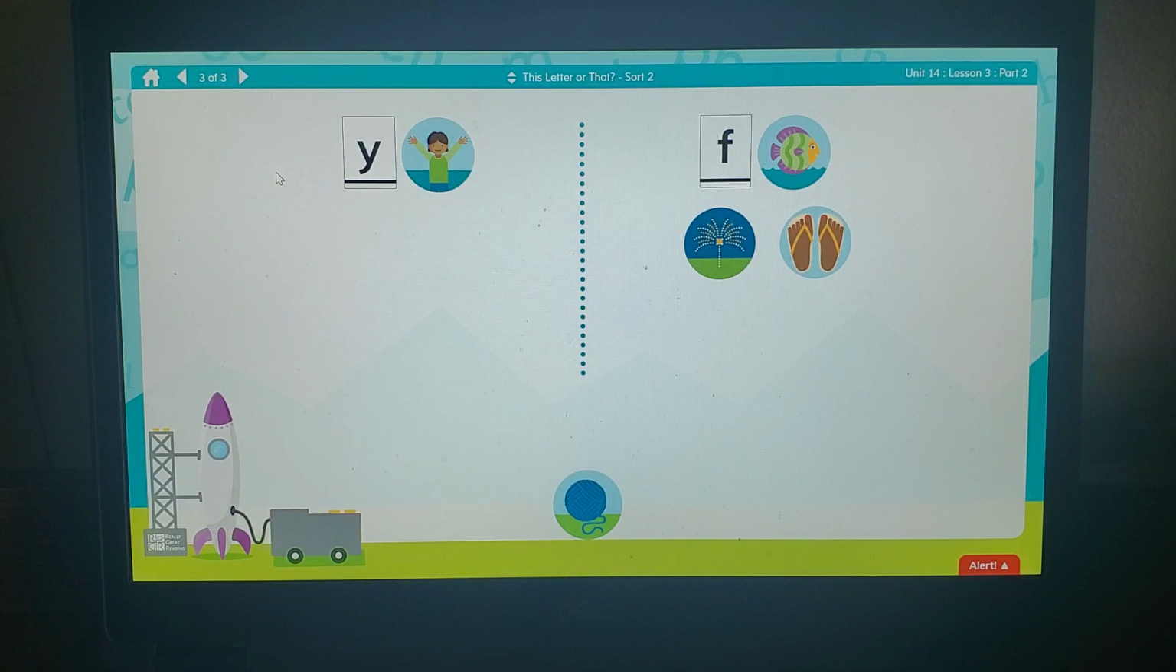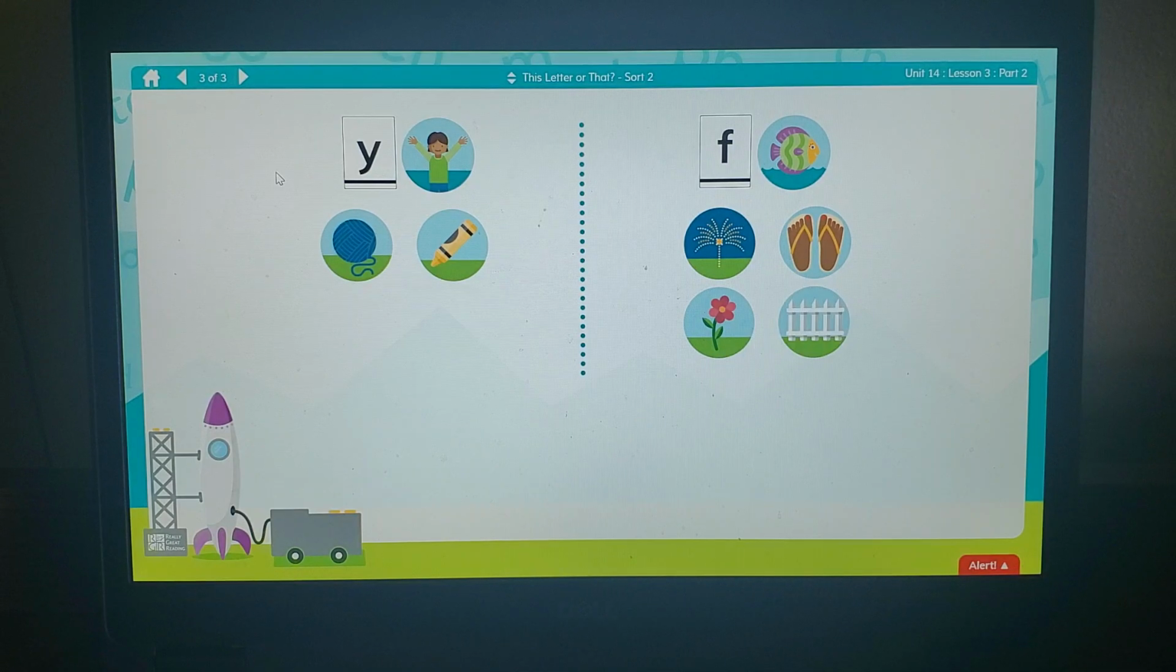Next, we have yarn. What's the first sound you hear in yarn? Y is correct. Next, we have yellow. What's the first sound you hear in yellow? Y is correct. Next, we have flower. What's the first sound that you hear in flower? F is correct. Next, we have fence. What's the first sound that you hear in fence?